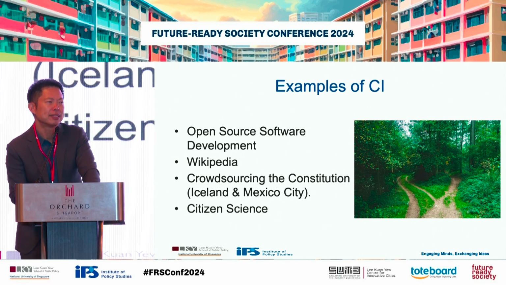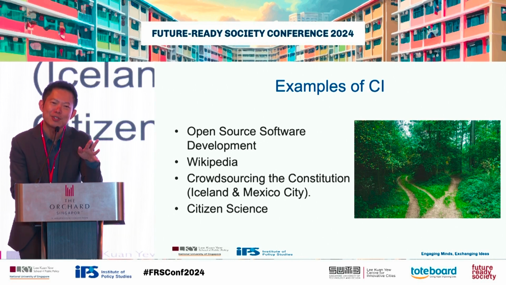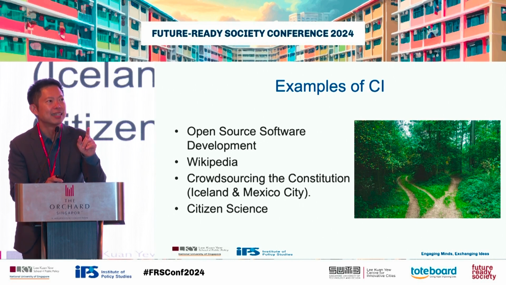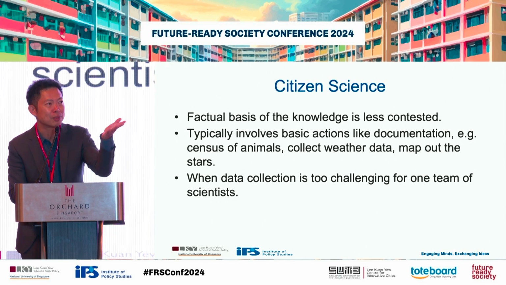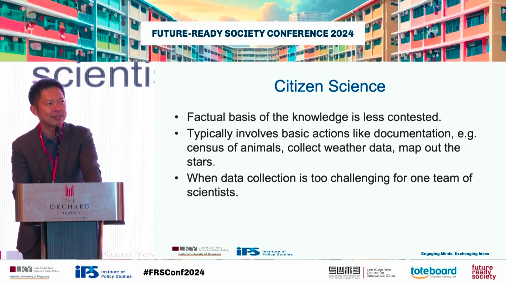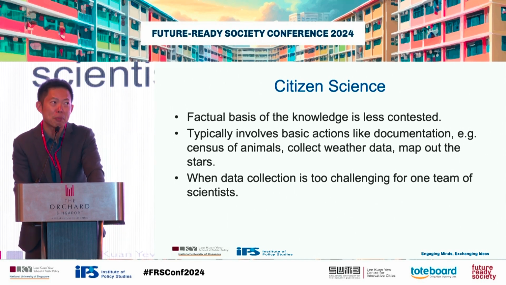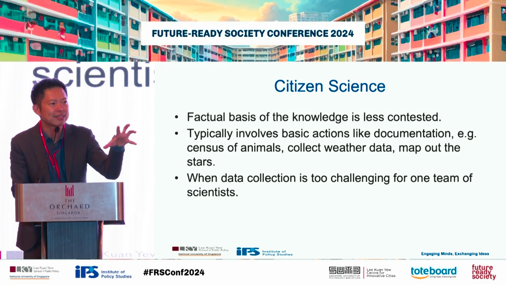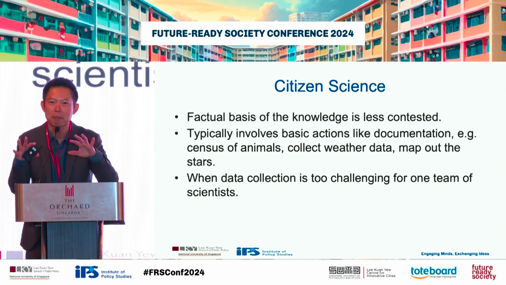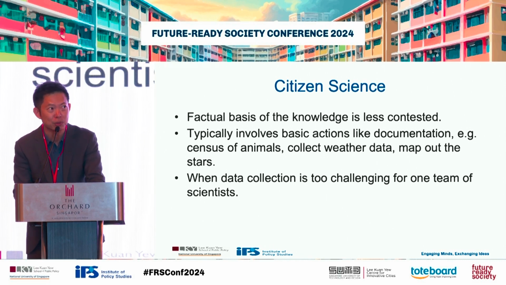You have citizen science, and actually citizen science is something that is easy to do in a sense, but social science is different. So I'll give you examples of citizen science. Its factual basis of knowledge is less contested, right? It involves things like people doing census of animals, collecting weather data, mapping out the stars. So the scientists don't have that capacity. They make this available for everybody to contribute to.